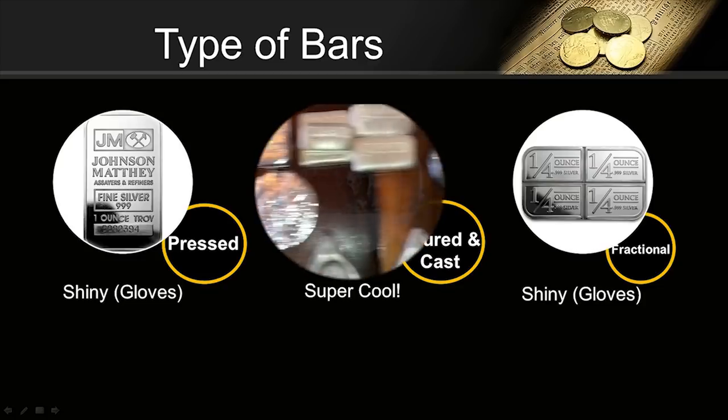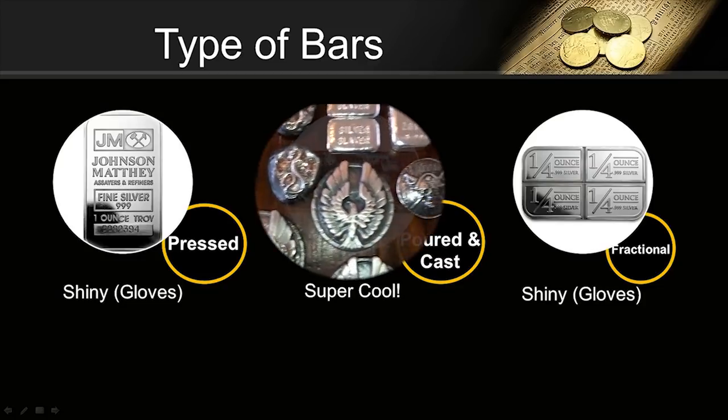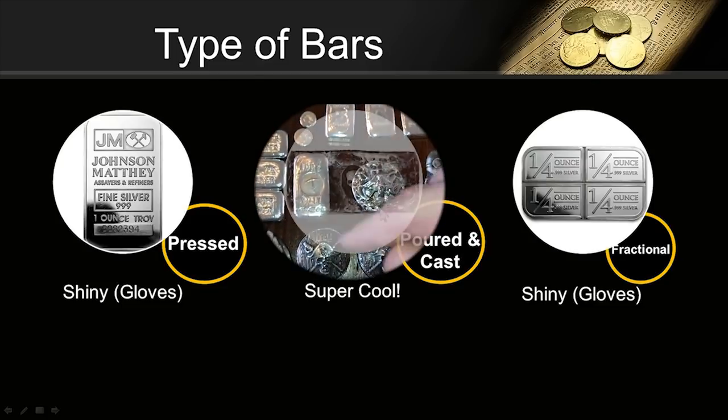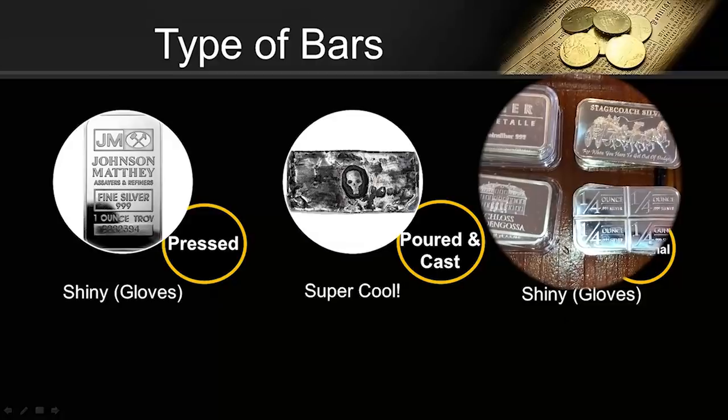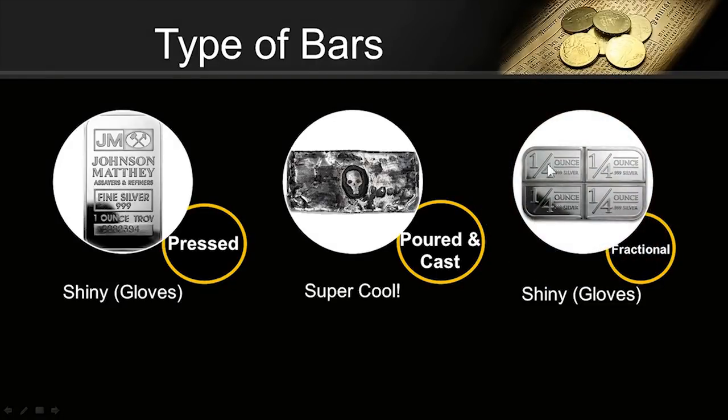But the cool thing about poured silver is, yes, you can touch it with your hands, you can play with it, bang it around. It doesn't matter because every single piece is different, and its character is what makes it cool. And then finally, you have fractional bars. So you can see this bar here, which I actually have in my full stack if you watch my full stack video. And you can break this off in quarter ounces. And again, it's shiny. You've got to wear gloves if you don't want it to tarnish.